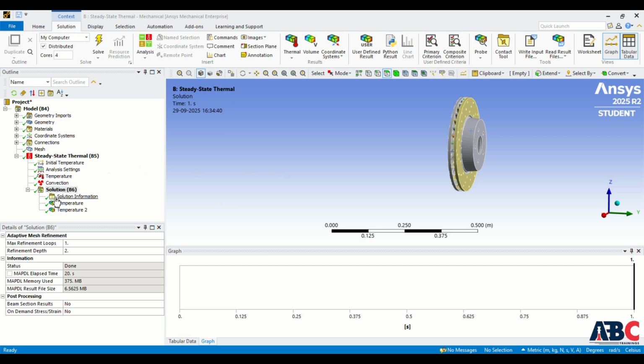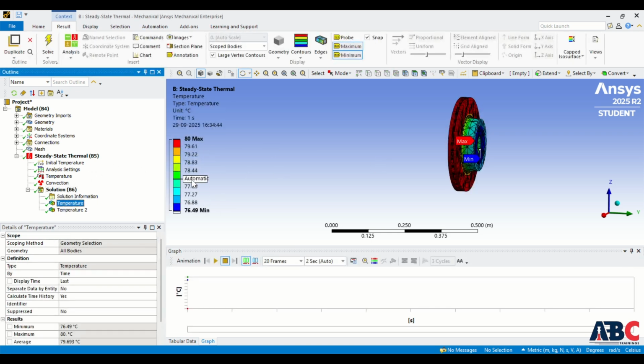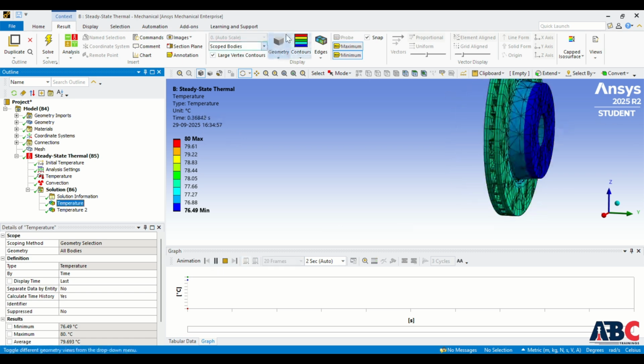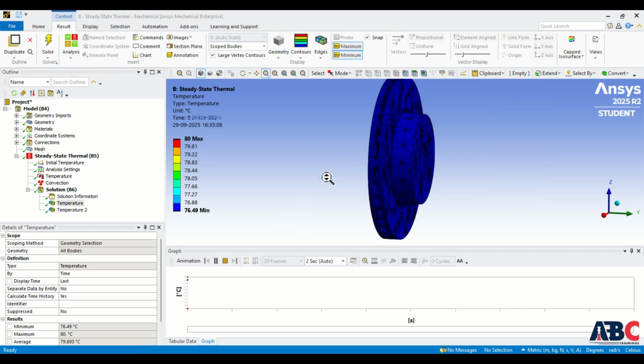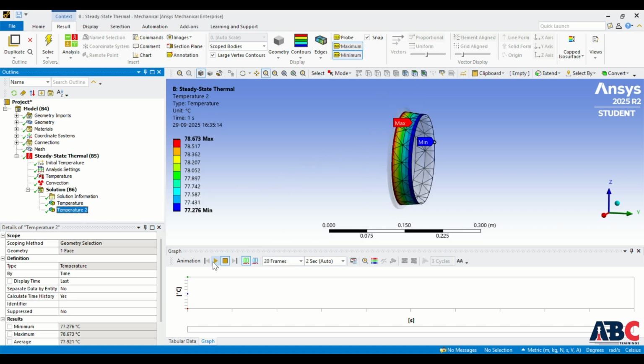Now the solution is done. We'll see how the temperature varies. The minimum temperature is 76.49 and the maximum temperature is 80 degrees centigrade. We'll see it in an animated way. So now here you can see, this is how the temperature varies from the base to the upper side. Now we'll see the temperature variations for the outer surface. The minimum temperature is 77.276 and the maximum temperature is 78.673. So it varies from here to the base of the rotor.